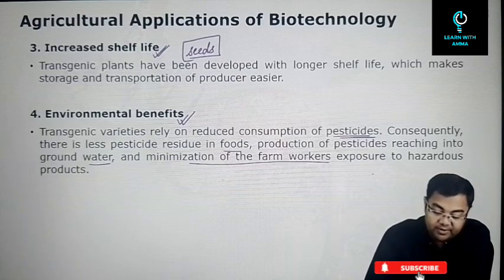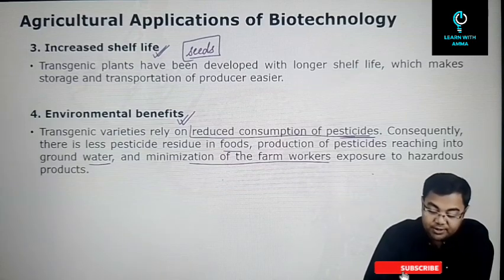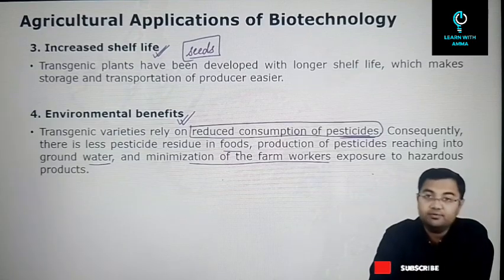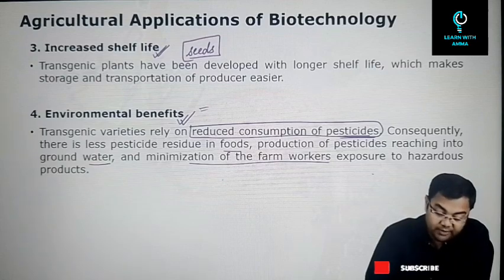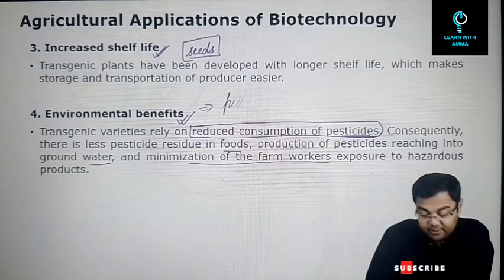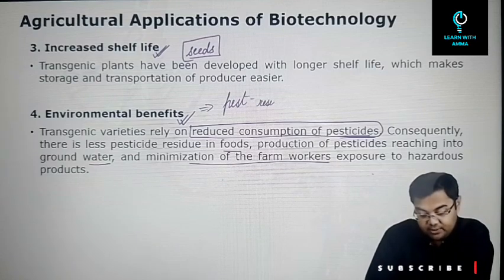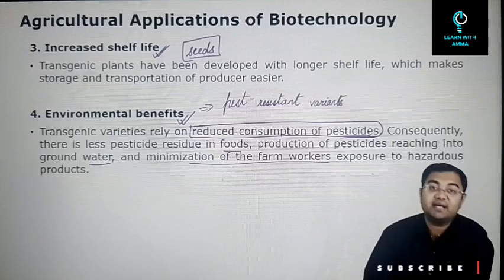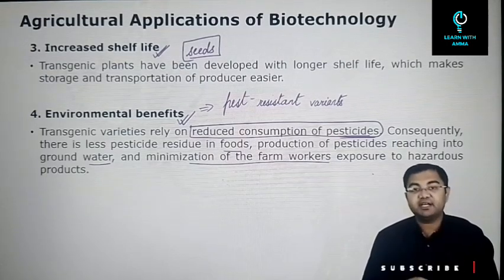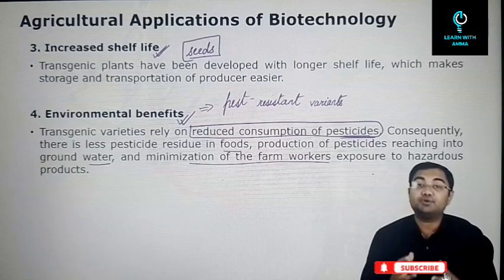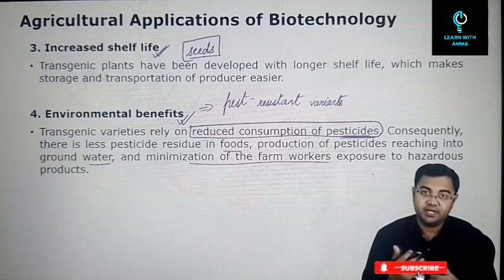So that's why basically we are talking about reducing the consumption of pesticides and chemical fertilizers. What we are basically doing is making crops pest resistant. So that's why you can say that all these are the application areas, or all these are the advantages of making use of a transgenic crop.